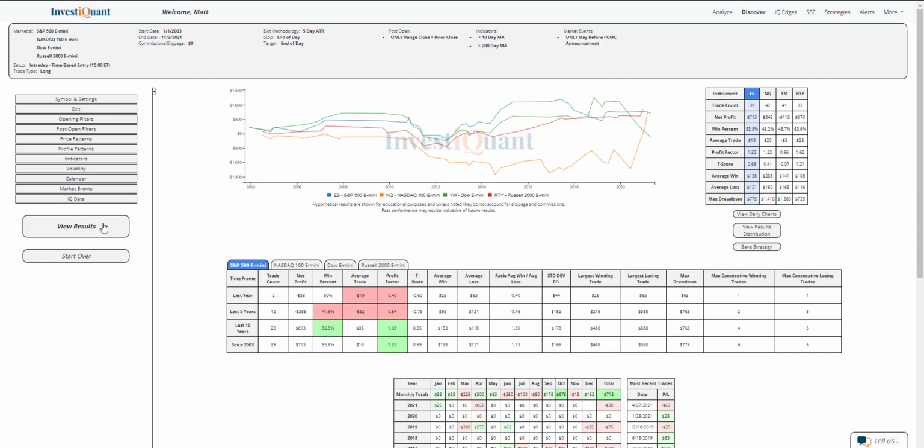Win rates on these are pretty mixed. S&P coming in pretty neutral there, 54%. NASDAQ just a touch weak at 45%. Dow pretty neutral there at 49%. And Russell the only one with a favorable win rate sitting at 64%.